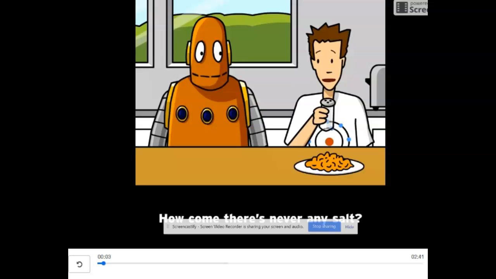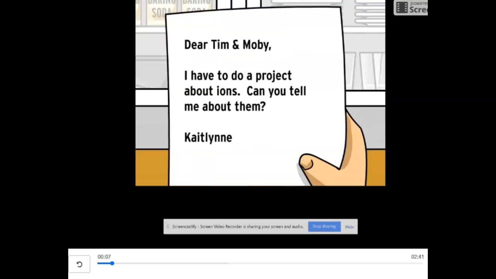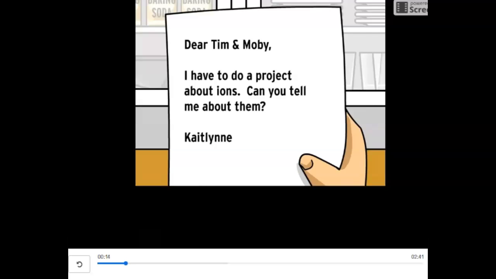How come there's never any salt? Dear Tim and Moby, I have to do a project about ions. Can you tell me about them? From Caitlin.